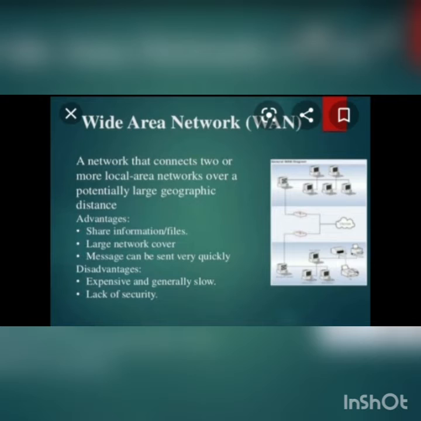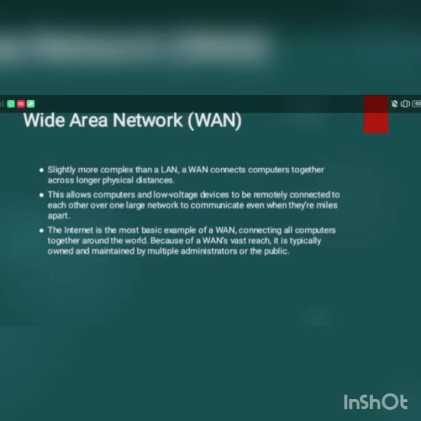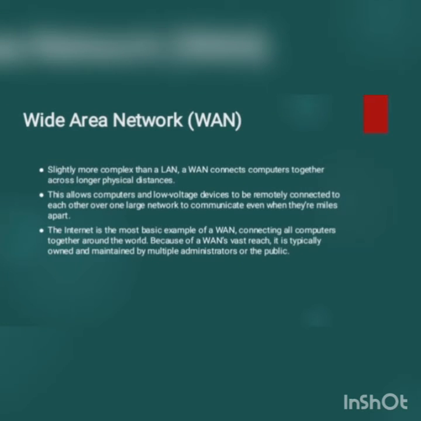So every network has advantages and disadvantages as well. So the advantages of WAN are sharing information and files, large network coverage, and messages can be sent very quickly, very fast. As well as disadvantages: expensive and generally slow, lack of security. Now we are moving to the next slide.